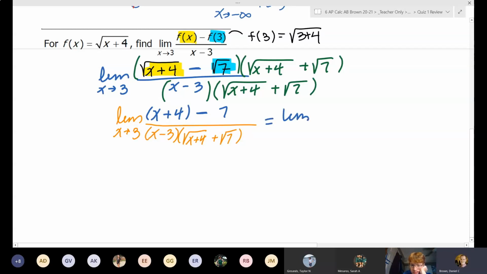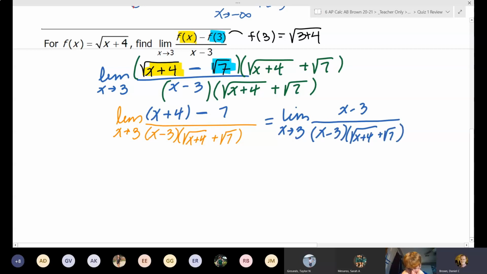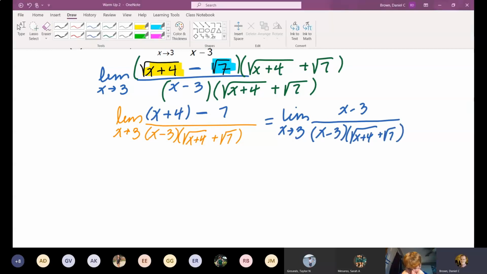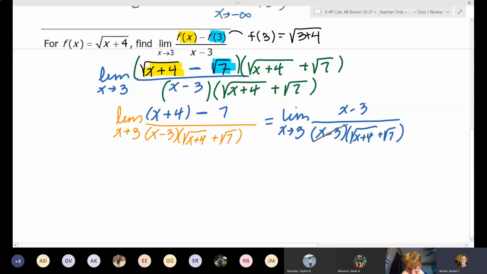Simplifying this, we're going to combine like terms. Remember, we can't cancel across plus or minus signs. X plus 4 minus 7 is just going to give you negative 3. And we can see where this is headed. The x minus 3's cancel out, just leaving a 1 in the numerator.